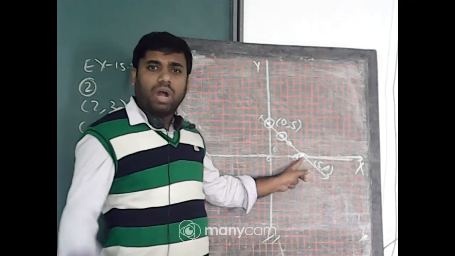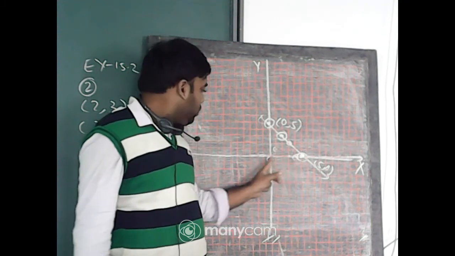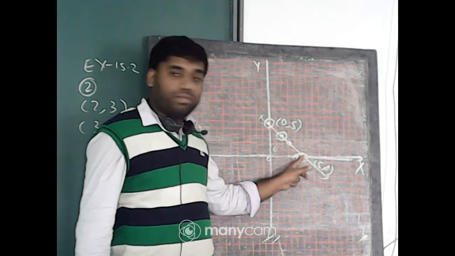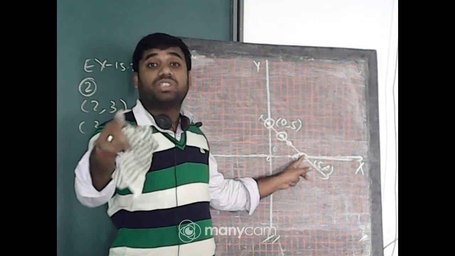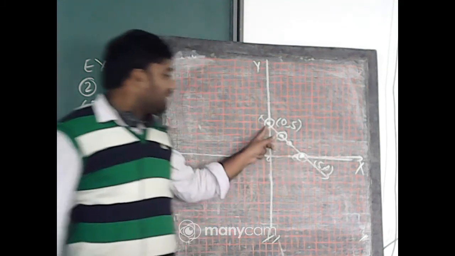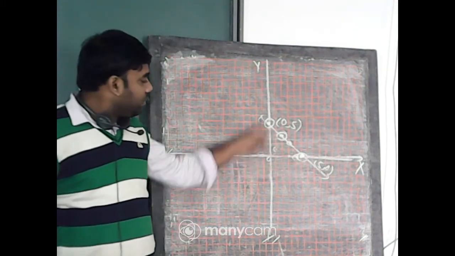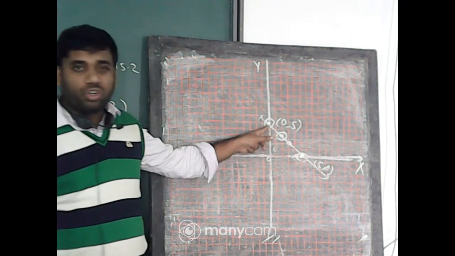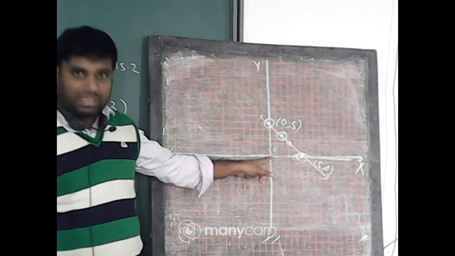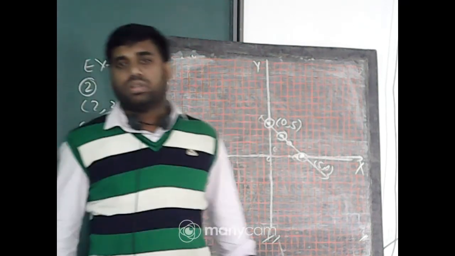And how much distance is it from the y-axis? 1, 2, 3, 4, 5. So that point is (5, 0). And where does it cut the y-axis? Here, and that is 5 units. So that point is (0, 5). 0 means origin, that's why it is (0, 5). Got it everyone?